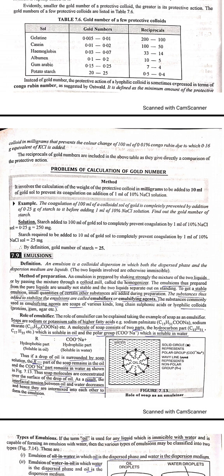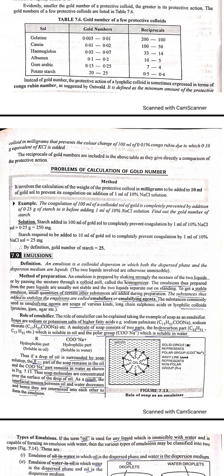The substances commonly used as emulsifying agents are soaps of various kinds, long chain sulfonic acids or lyophilic colloids, proteins, gum, agar, etc. Role of emulsifier. The role of emulsifier can be explained taking the example of soap as an emulsifier. Soaps are sodium or potassium salts of higher fatty acids. Example: sodium palmitate, sodium stearate, etc.